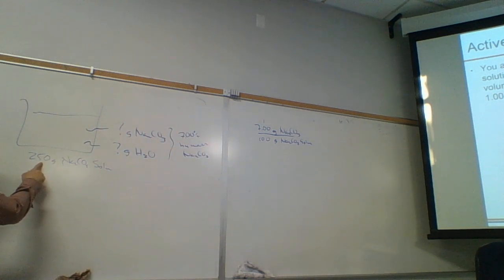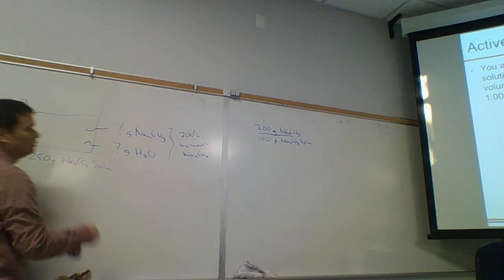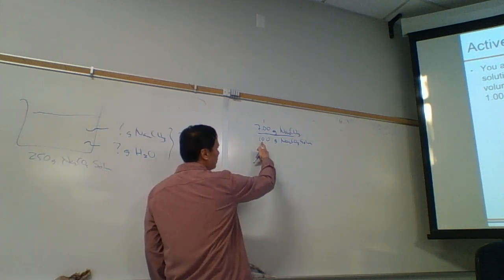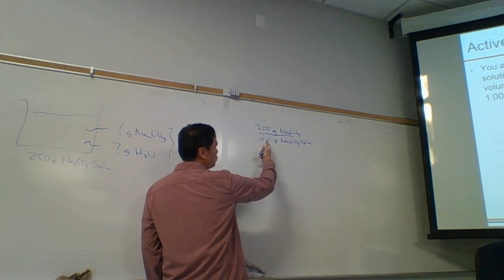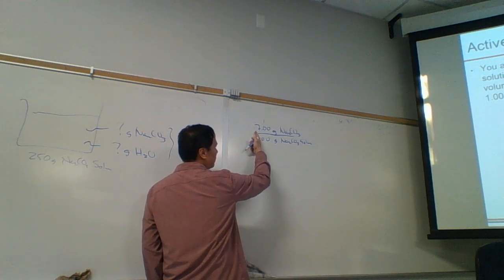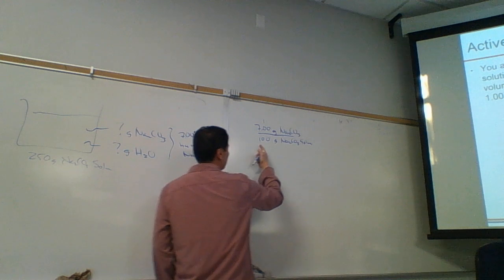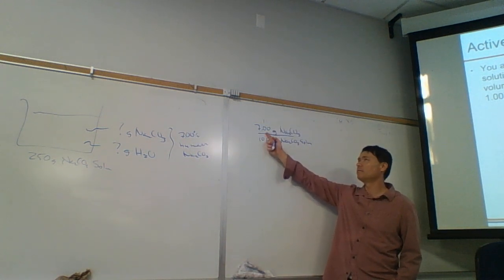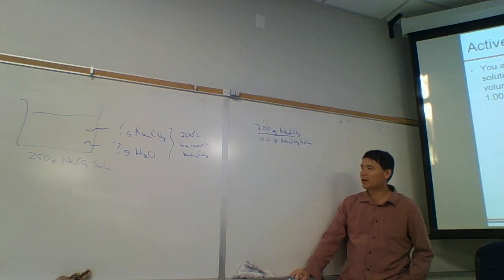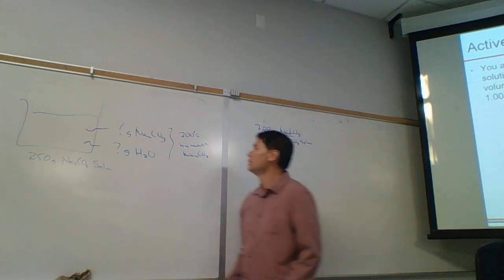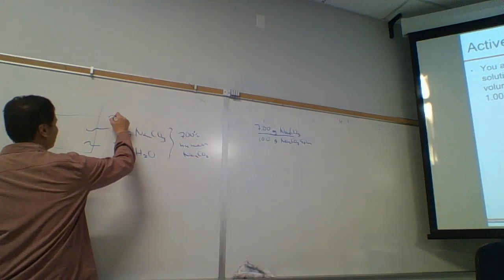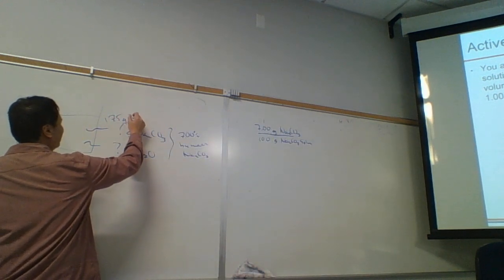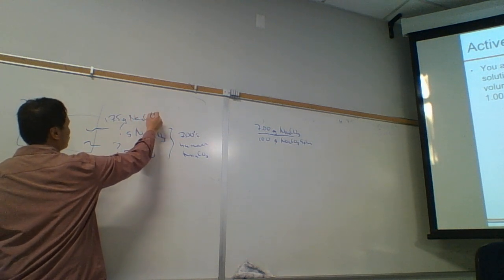So if we have 250 grams, let's say, well, I can figure that out. If I have 100 grams, I got 7 grams of sodium carbonate. If I have 200 grams, how many grams of sodium carbonate do I have? 14 grams. If I have 250 grams of sodium carbonate solution, then I'm going to have 14 plus 3.5, which would be 17.5 grams. So this is going to be 17.5 grams of sodium carbonate, and the rest is water.